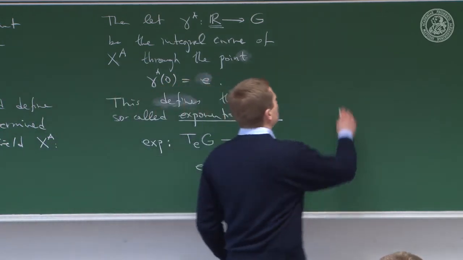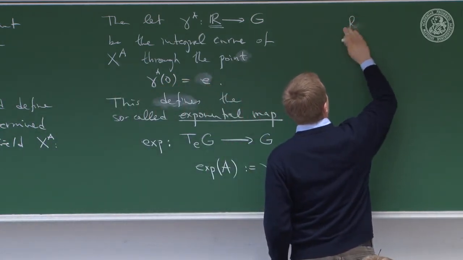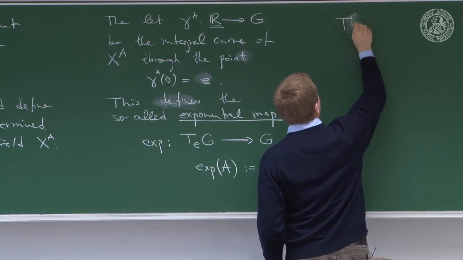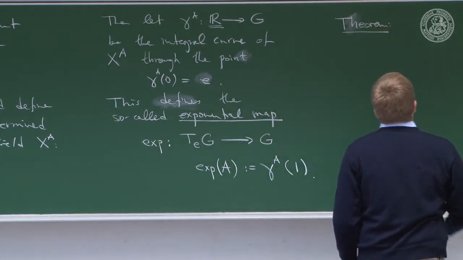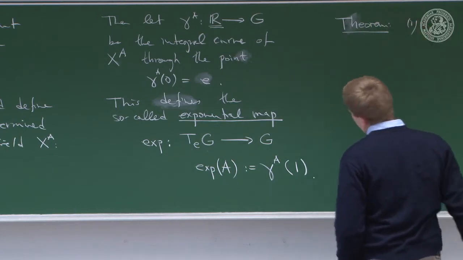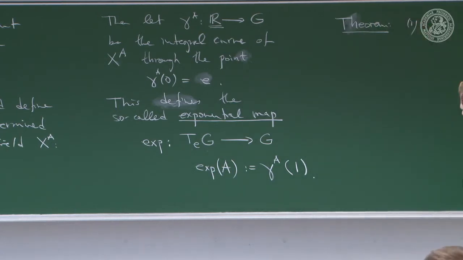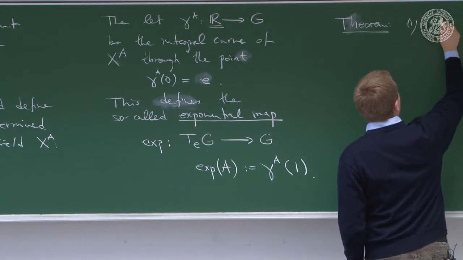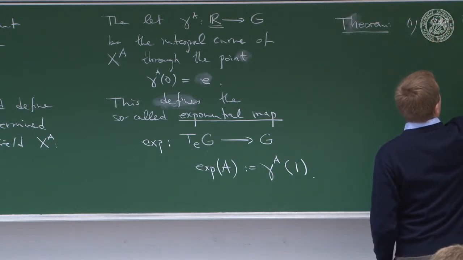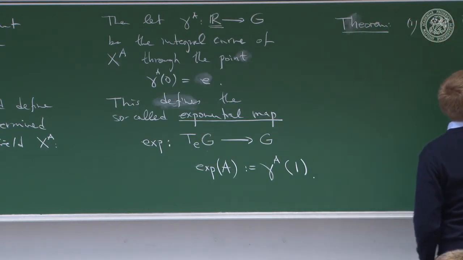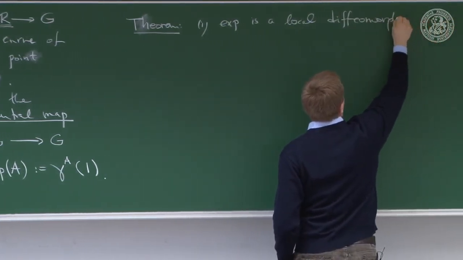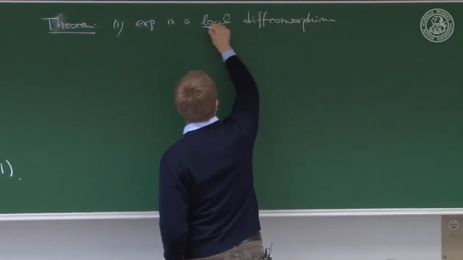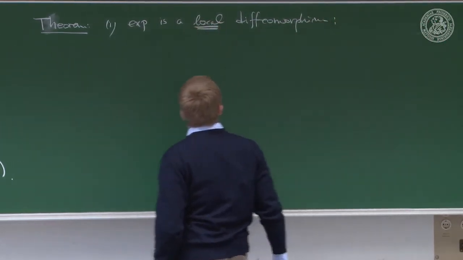So remarks, or rather, let's call it a theorem because it is. A theorem comes in several parts. The first part is that exp is a local diffeomorphism. A local diffeomorphism. So what does that mean?